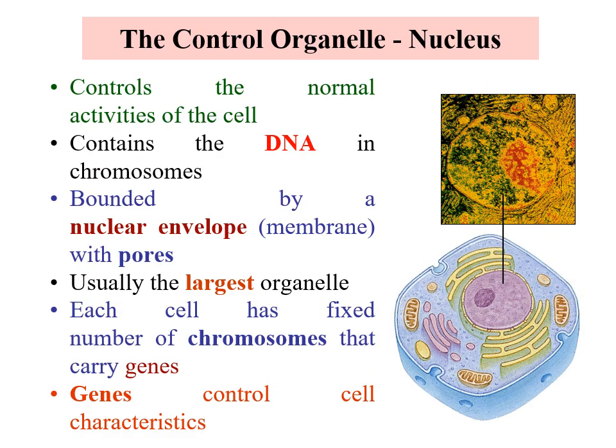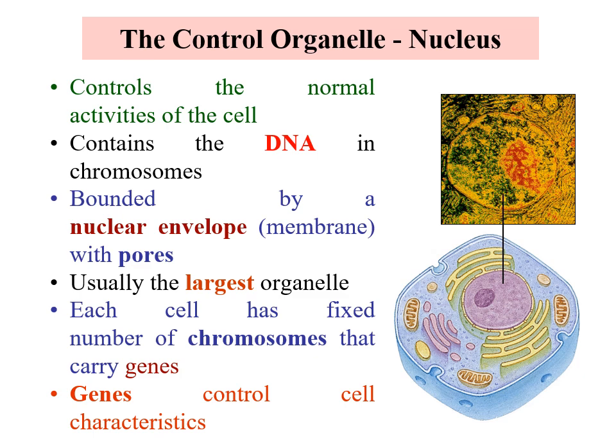One of the most important organelles in eukaryotes is the nucleus, often referred to as the control organelle. The nucleus controls the normal activities of the cell and contains the DNA in chromosomes. It is bounded by a nuclear envelope, a membrane, with pores. The nucleus is usually the largest organelle and each cell has a fixed number of chromosomes that carry genes.